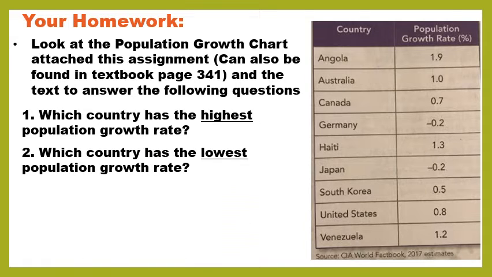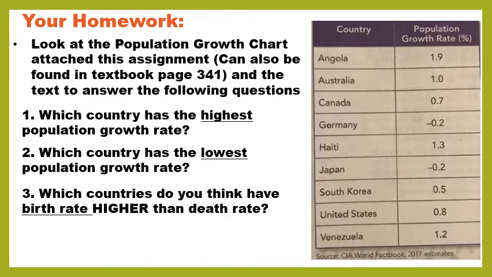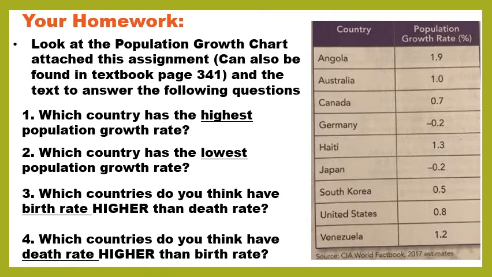Number 2, which country has the lowest population growth rate? Number 3, which countries do you think have a birth rate higher than death rate? Remember, birth rate is just the amount of babies being born into a population in a certain period of time. Which countries do you think have a death rate higher than birth rate? So that means that the number of deaths is greater than the number of new individuals or babies coming into the population. Okay, and you're using the chart and the text that I'm going to read to you next.